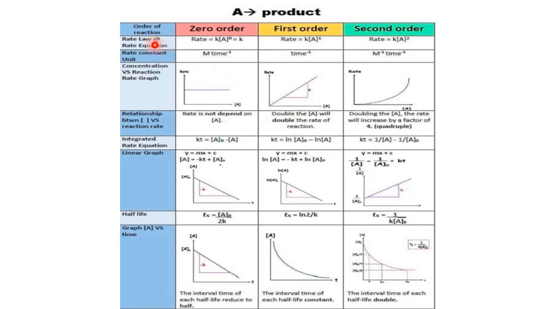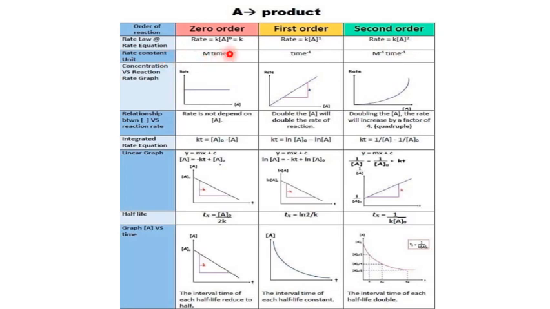Normally, the question will ask you to write a rate law or rate equation. Always remember, you must write down rate equal to, and only then write out the equation. k is the rate constant, times the concentration of the compound. Zero order has the concentration to the power 0, first order has the concentration to the power 1, and second order has the concentration to the power 2.